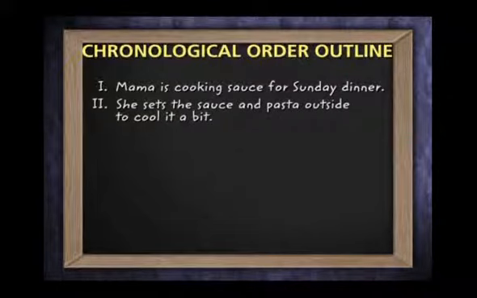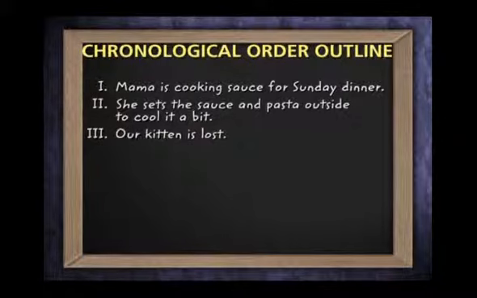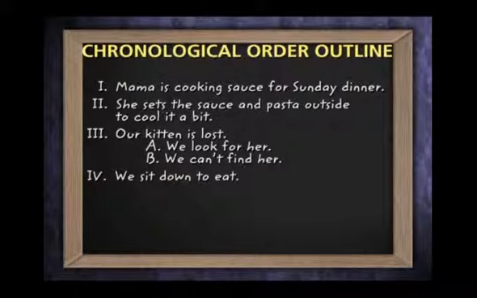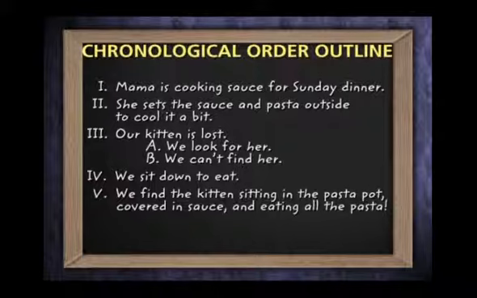Number 2, she sets the sauce and pasta outside to cool it a bit. Roman numeral 3, our kitten is lost. Subtopic, we look for her. Subtopic, we can't find her. Roman numeral 4, we sit down to eat. Now, I have not resolved the issue of where the kitten is. I'm leaving that for the end of my story. Roman numeral 5, we find the kitten sitting in the pasta pot, covered in sauce and eating all the pasta. So what I've done is I've built suspense by saving that punchline for the end.